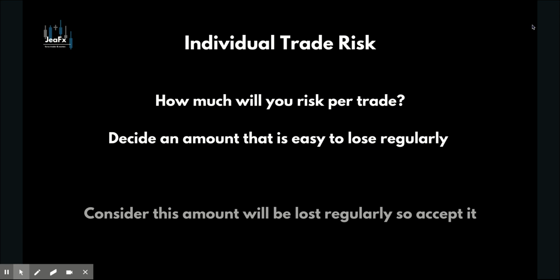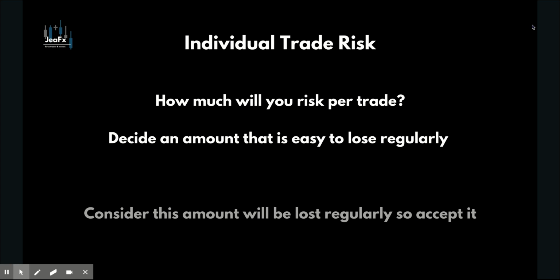Now, leading on from that risk tolerance is the individual trade risk. So this is kind of what we just spoke about. How much are you going to risk per trade? Choose that amount, 1 to 4%, and then decide an amount that is easy to lose regularly. Okay, as we just mentioned, in the process of trading, losses are going to be consistently coming through.